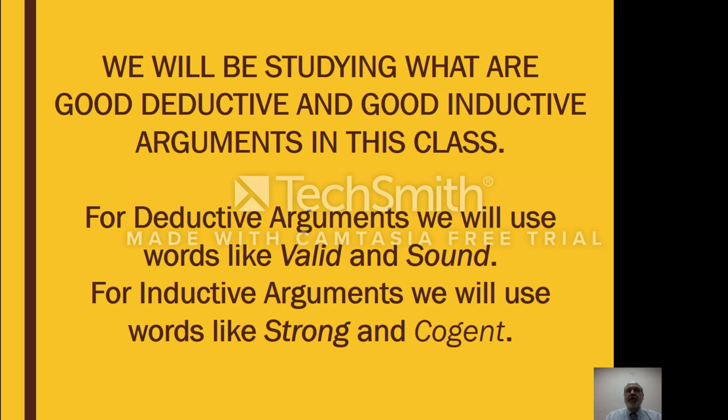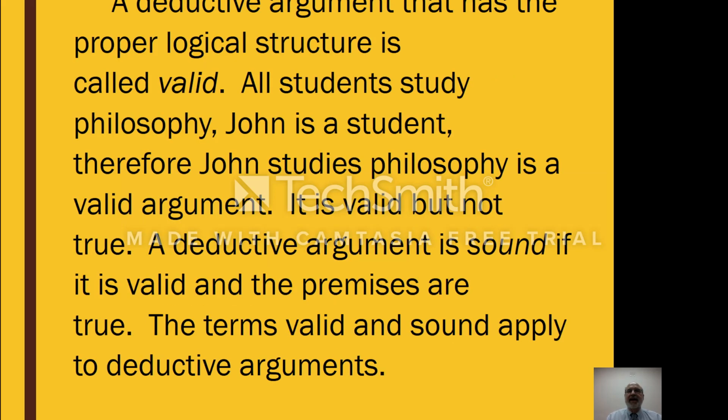We will be studying what are good deductive and good inductive arguments in this class. For deductive arguments, we will use words like valid and sound. For inductive arguments, we will use words like strong and cogent. A deductive argument that has the proper logical structure is called valid. All students study philosophy. John is a student, therefore John studies philosophy. It's a valid argument. It is valid, but not true. There may be philosophy students or students that don't study philosophy.